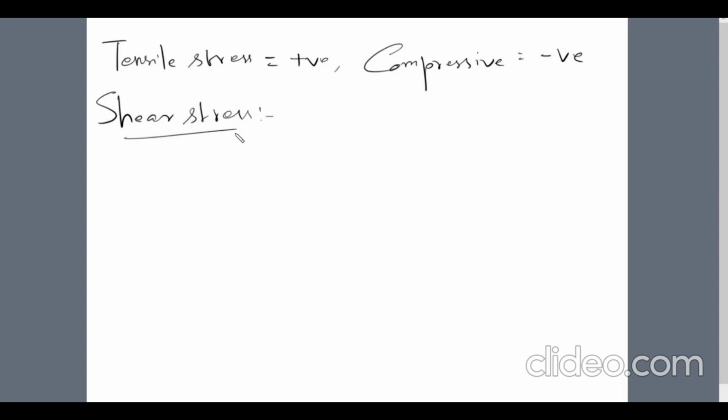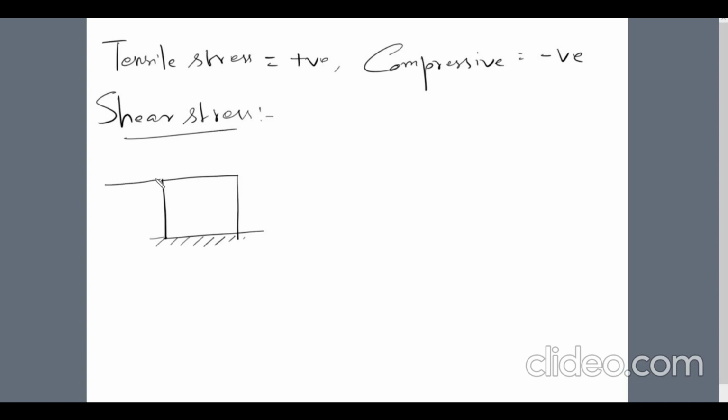Shear stress. Now shear stress is caused in a body when a shearing force acts on a body and tries to shear the body. Now let's see what is a shearing force. A shearing force is actually a force which acts tangentially on the surface of the body. So say for example, we have a body like this and it is somewhat fixed at the bottom.